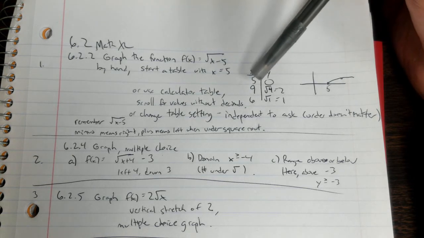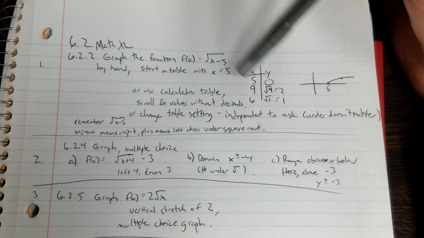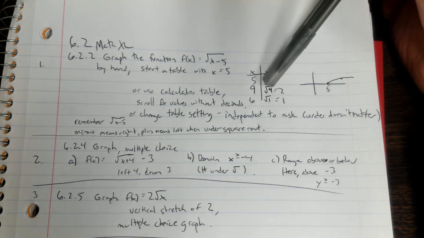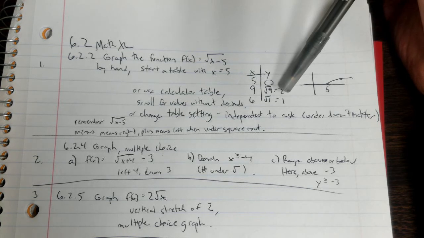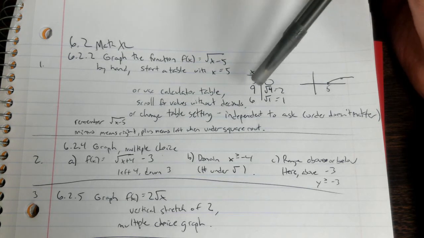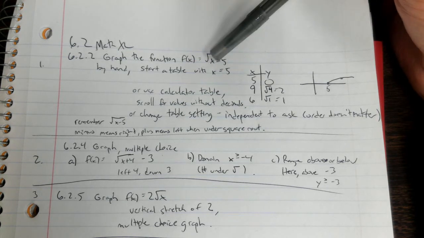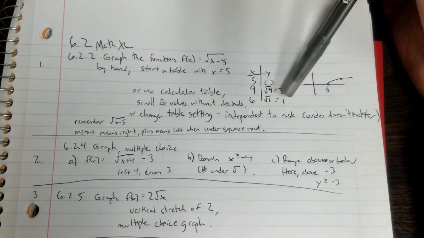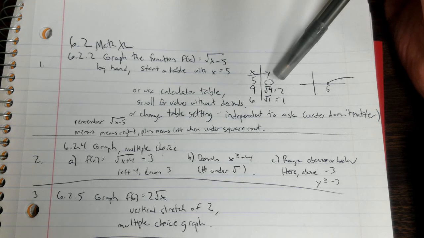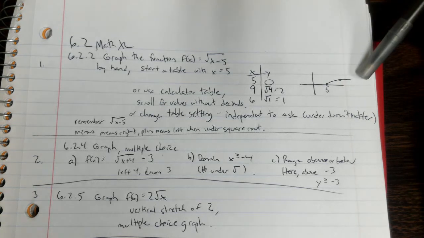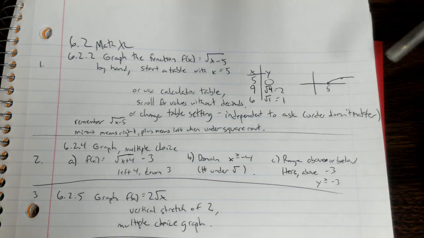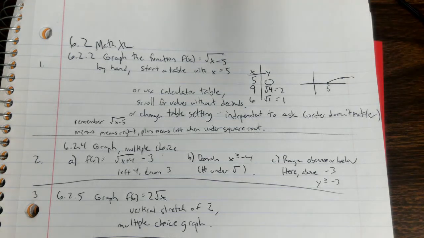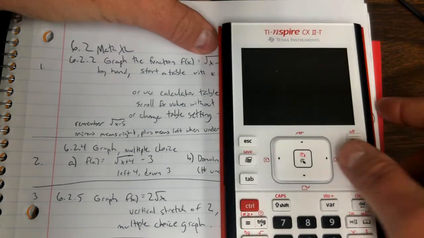You could also figure out that 9 minus 5 is 4, and then you can take the square root of that to get 2. And also you can use 6 minus 5 is 1, and the square root of 1 is 1. So those are three ordered pairs you can use in order to graph it. Of course, you can also use your calculator table like this.